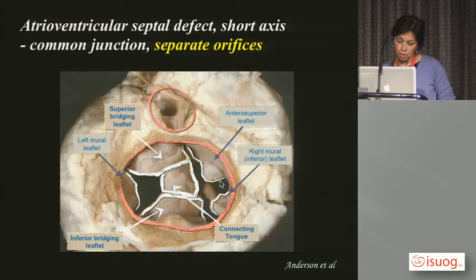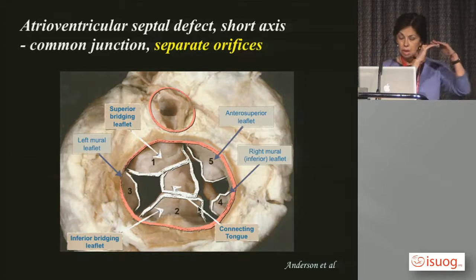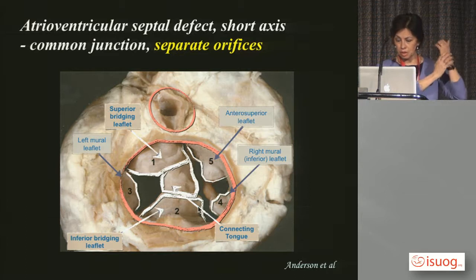And then we have the other two leaflets on the right and the left side. So we still have a 5-leaflet valve which has been divided into two orifices. And what happened here is, if you look at the AV junction, maybe you need to look at my hands now rather than looking at the slide. If you have the AV junction here, where that ring is, yeah?